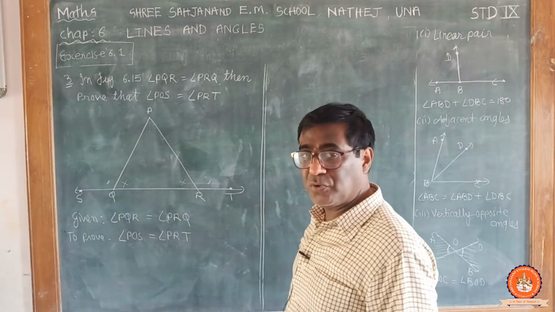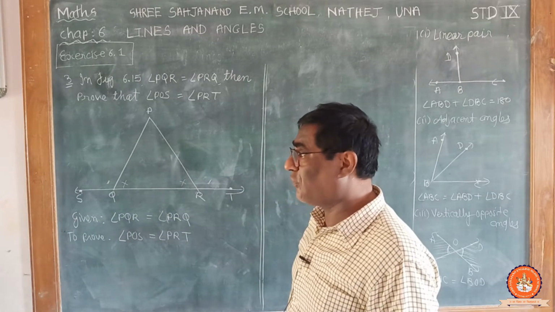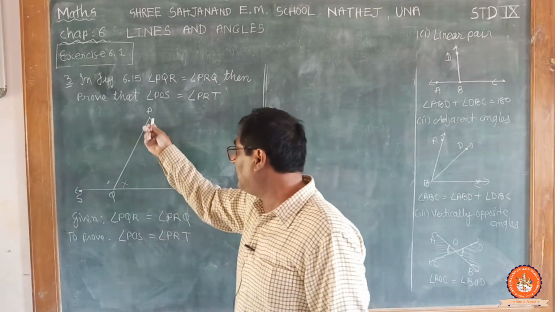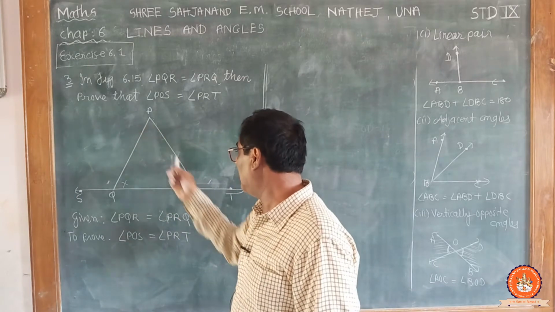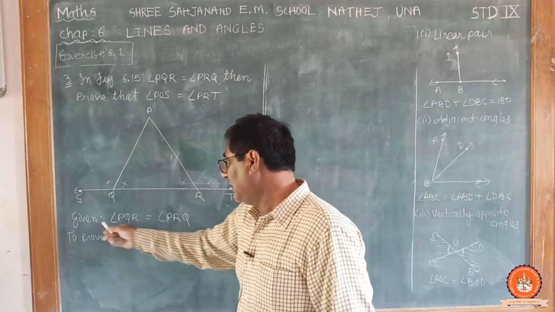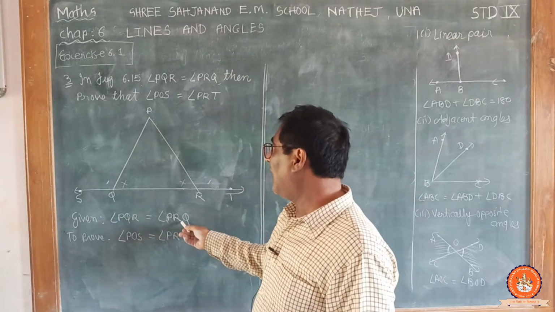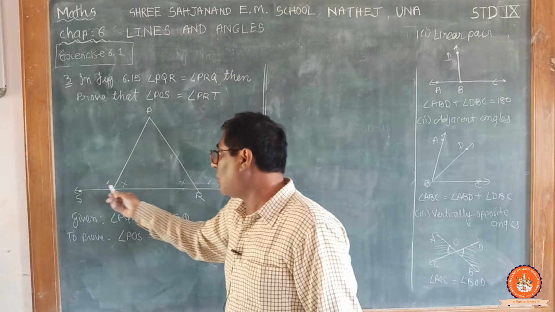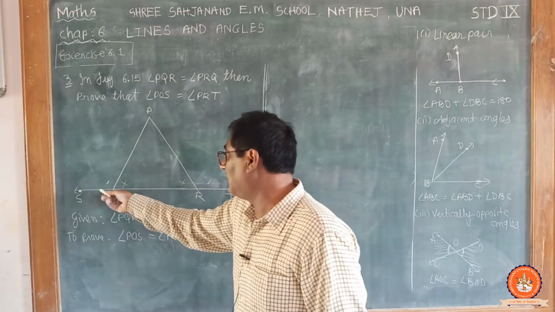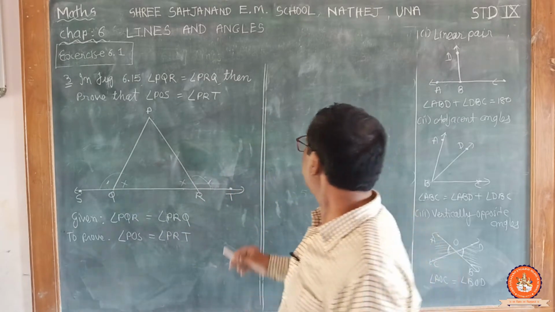So we want to prove their corresponding exterior angles are also equal if the corresponding pair of interior angles of a triangle are equal. PQR and PRQ, these two angles are equal. Look at it. Given is angle PQR is equal to PRQ, and we need to prove that angle PQS is equal to PRT. This exterior angle, we need to prove these exterior angles are equal. Okay, now proof.